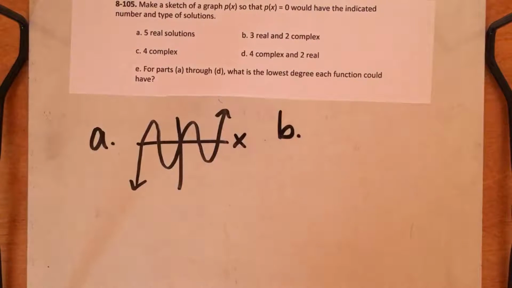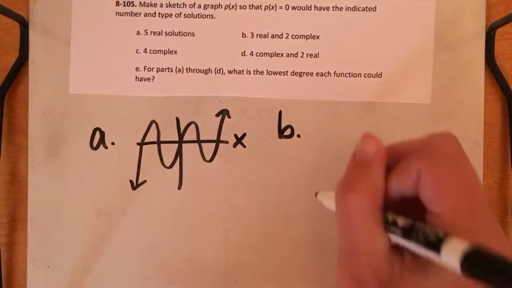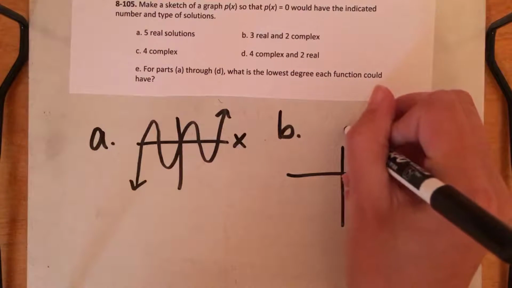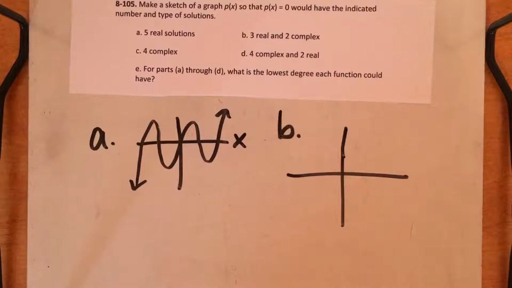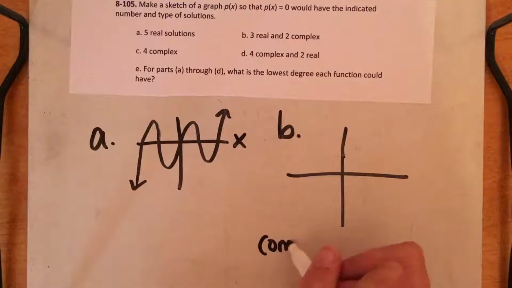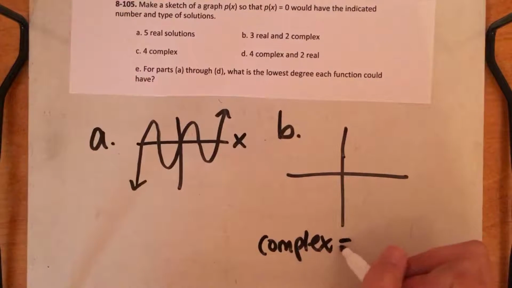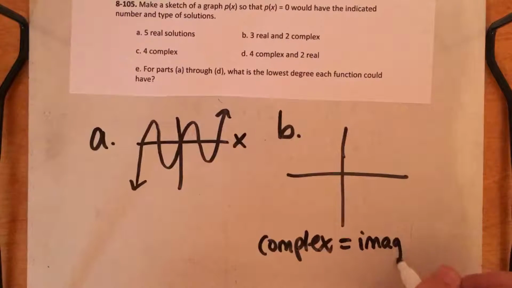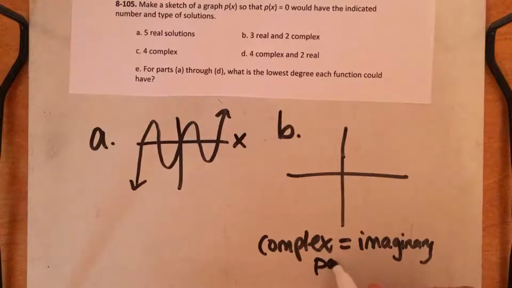Part B, 3 real and 3 complex. So let's draw our axes again. Oops. So remember, complex roots are imaginary. They mean the same thing. And let me just write that, complex equals imaginary. And that means that it's not going to cross the x-axis. And remember, they come in pairs. So there's always going to be 2 of them or 4 of them, never 3. That's not a pair, right?